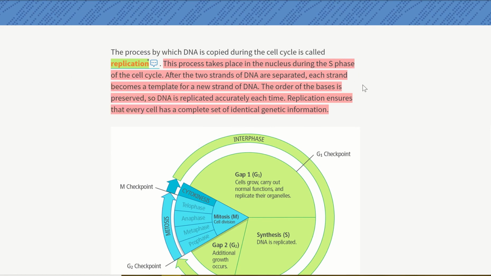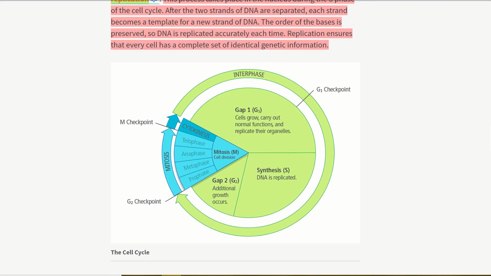It's going to take place in the S phase, and that's why it's really important that we still understand this cell cycle, right? So interphase is how we're setting up to divide. Then mitosis, we've talked about PMAT: prophase, metaphase, anaphase, and telophase, and then cytokinesis is the end. But now we're going to go back to interphase, and we're talking right here. S phase, DNA is replicated.